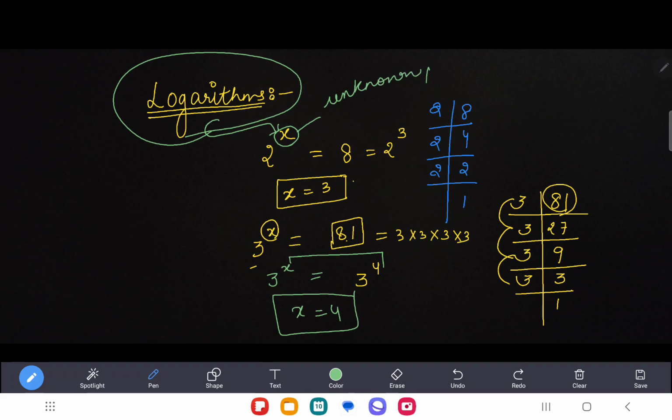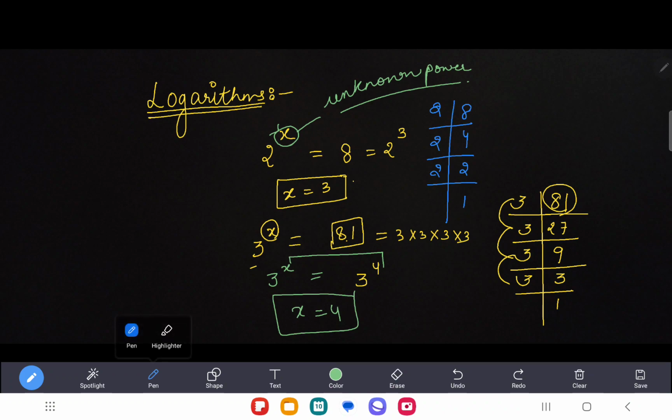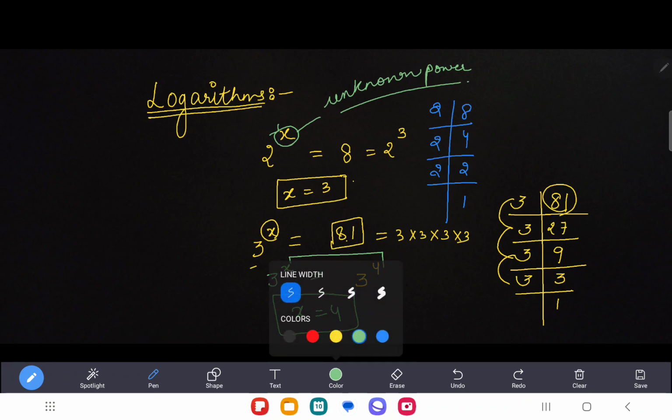But just the way of writing is becoming different. Logarithms is all about finding this unknown power, but the way of solving the powers and the way of writing have become different. So what exactly is going to happen? When we are writing about logarithms, just see, the way they write it down in log is like this.